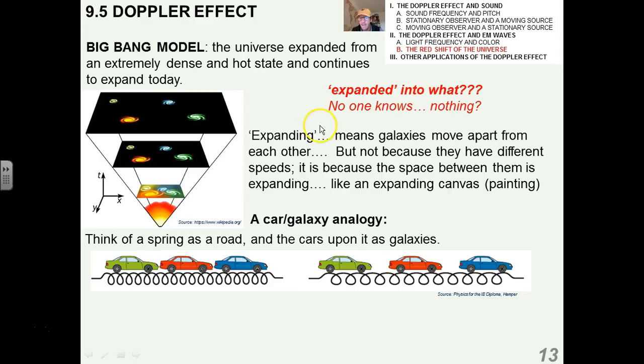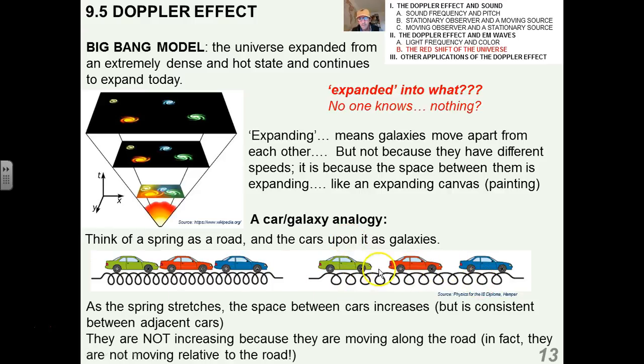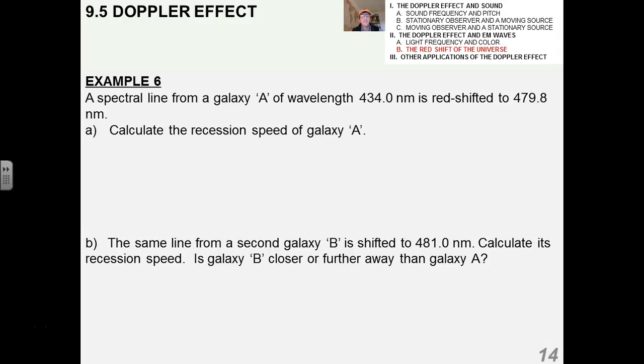You can think about it as springs on a road, okay? And the cars upon it as galaxies, right? If you stretch the spring, the cars move farther apart, and the cars see each other receding or approaching one another, right? Okay? The space between the cars increases, but is consistent between adjacent cars. They're not increasing because they're moving. In fact, they're not even moving relative to the spring, okay? This is pretty heavy stuff.